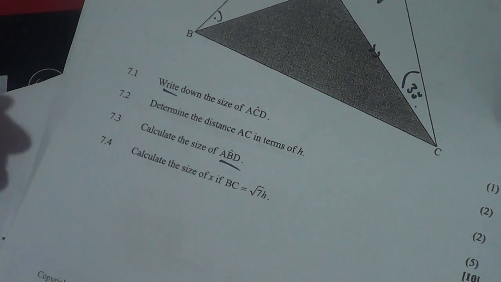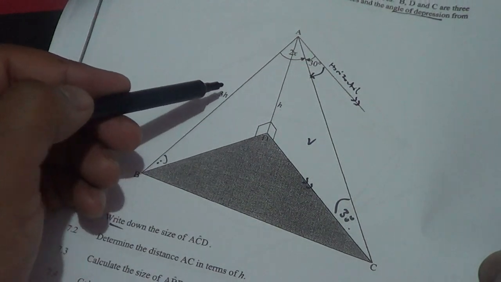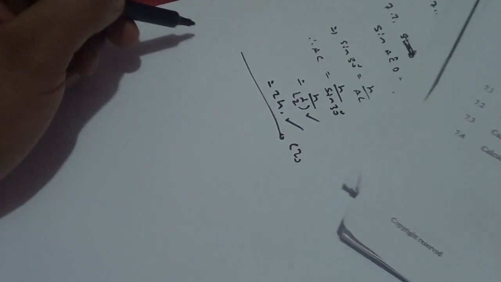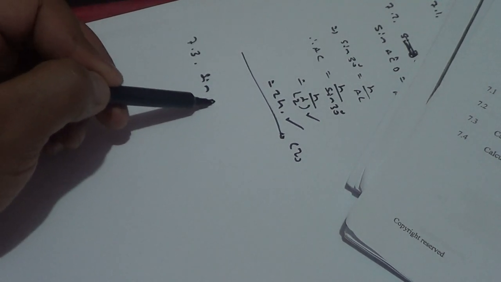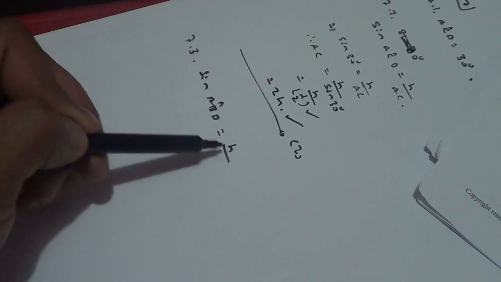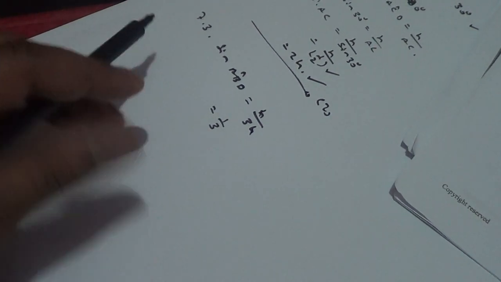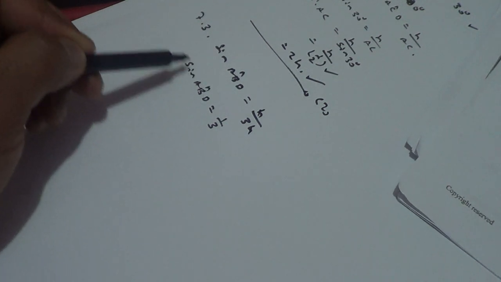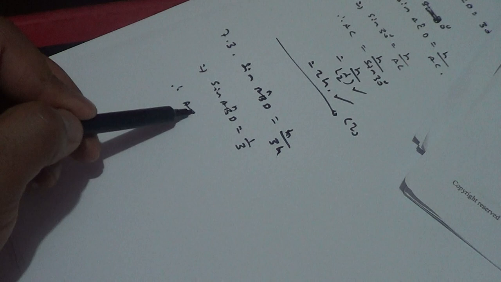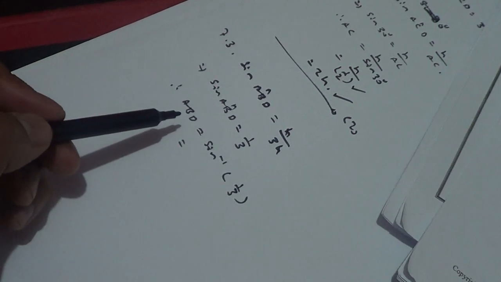So how are we going to do that? Okay, let's think about it. We want the angle. We have the opposite. We have the hypotenuse. It's a right angled triangle. So we can use sine still. We know that sine of ABD is equal to the opposite, which is h over 3h. Look at that, h and h cancels. This is 1 over 3. Okay, so therefore our ABD is going to be arc sine of a third.